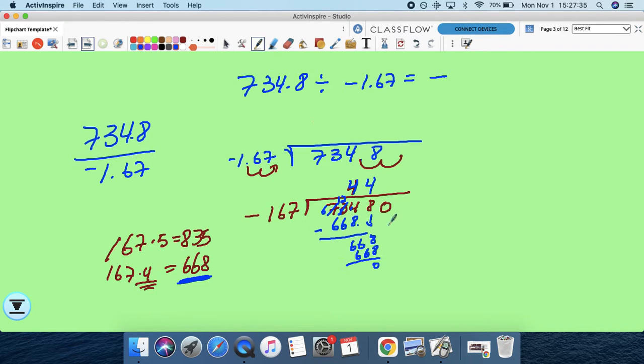We're still not finished because we have to bring this 0 down. How many times can 167 go into 0? 0, right? So we put a 0. So my answer is going to be negative 440.